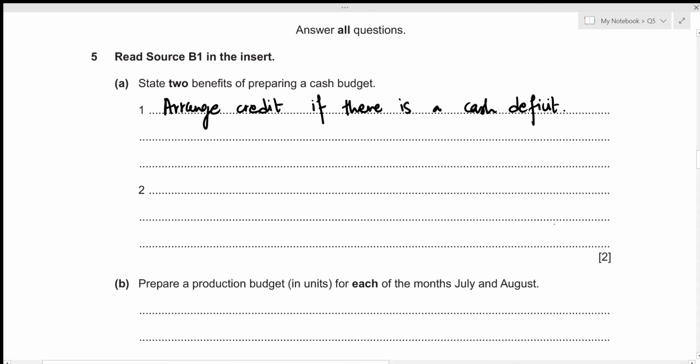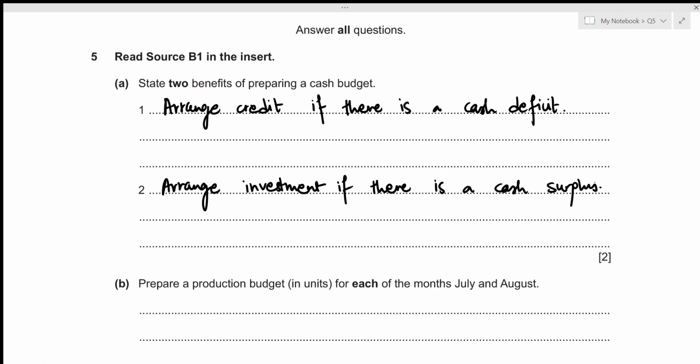Secondly, the second case can be that of cash surplus, and if that's the case, we have additional cash in our company which we can invest in some profitable areas. So that will be the second benefit. Arrange investment if there is a cash surplus. Alright, this concludes the first part of this question.